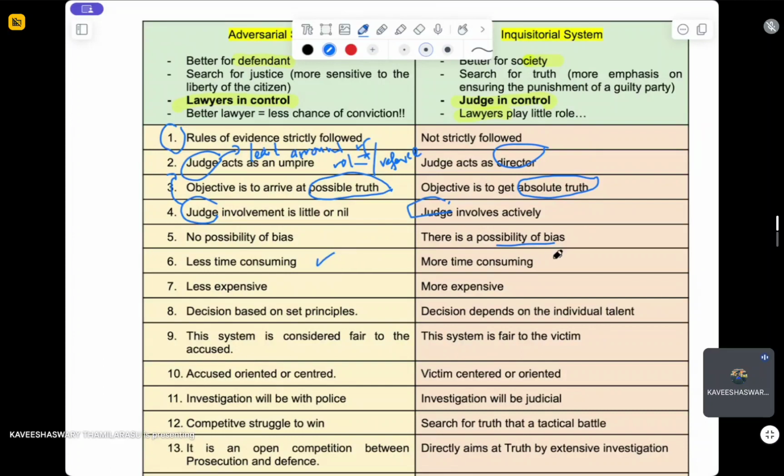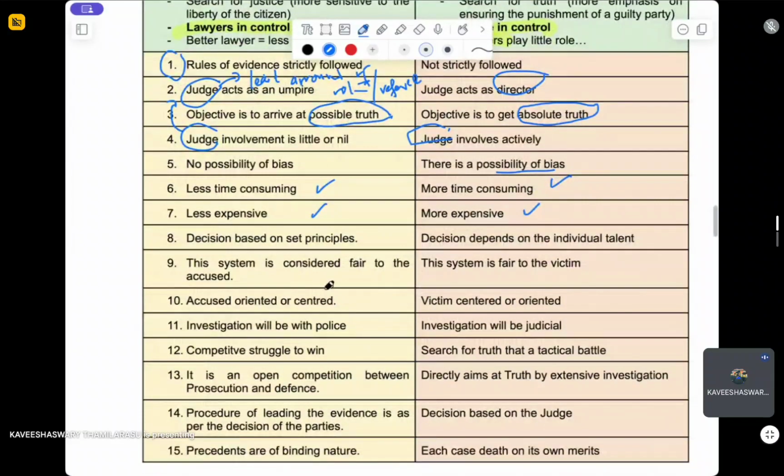Next, less time consuming versus more time consuming. This might take a lot of trials, because one judge is going to focus on many different kinds of cases at the same time, and there's going to be a myriad of trials going on for a very long time. Less expensive, more expensive. This all should be quite easy to understand.